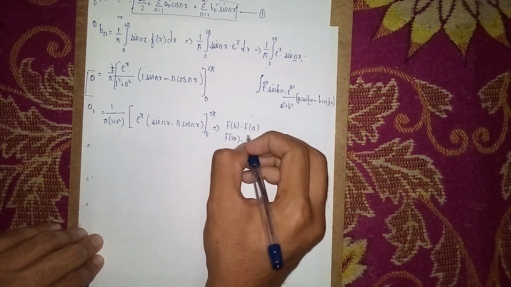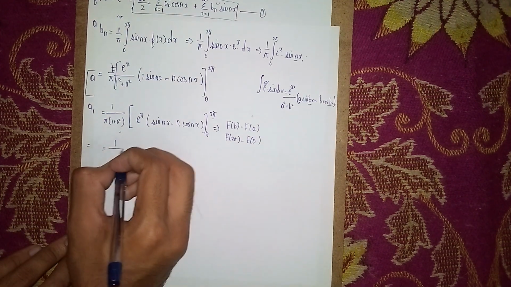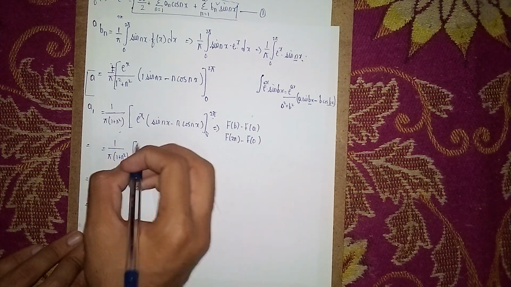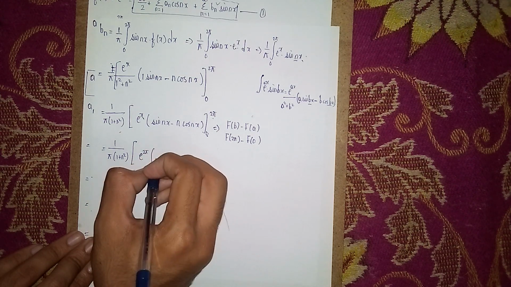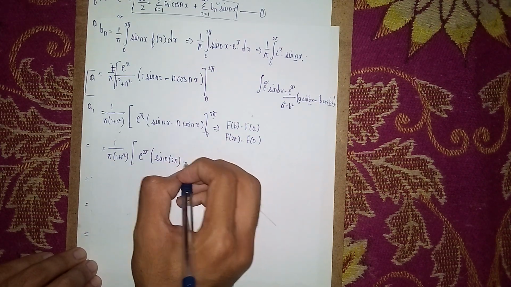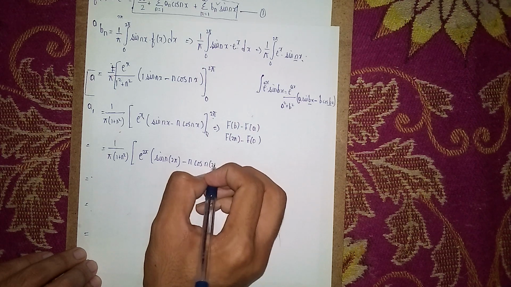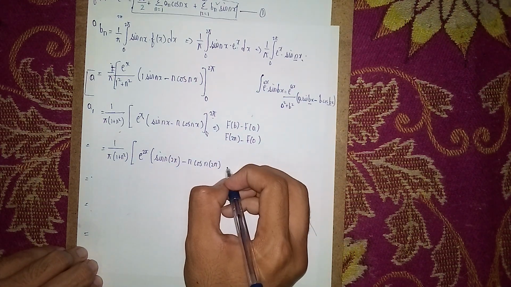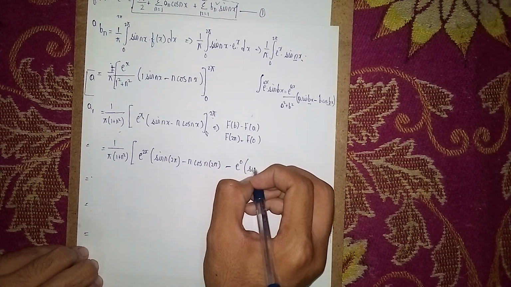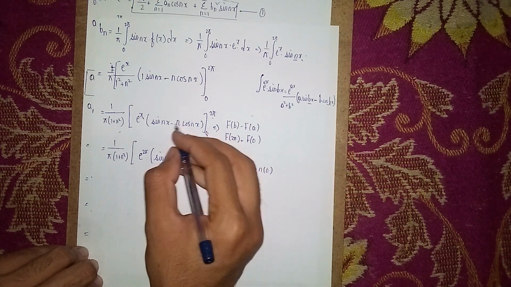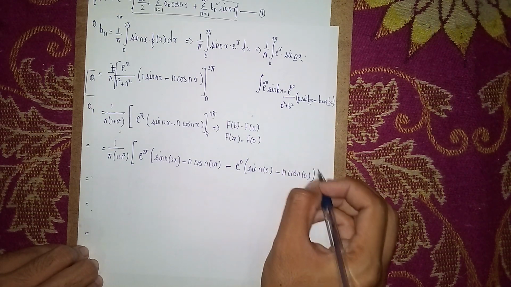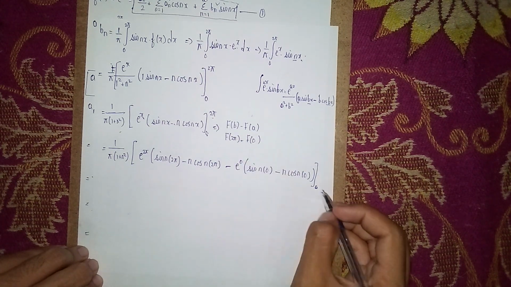2 pi minus what is a, 0. So it becomes 1 by pi (1 plus n square), then instead of x you substitute 2 pi, so you get e power 2 pi (sine n 2 pi minus n cos n 2 pi), then minus, e power 0 (sine n into 0, then minus n cos n into 0). Close the bracket. Now when you apply the limit, don't write 0 to 2 pi here.